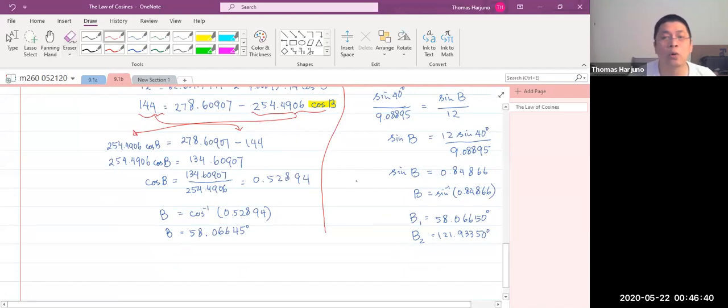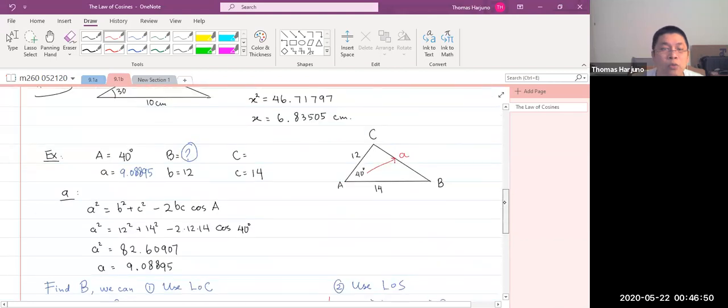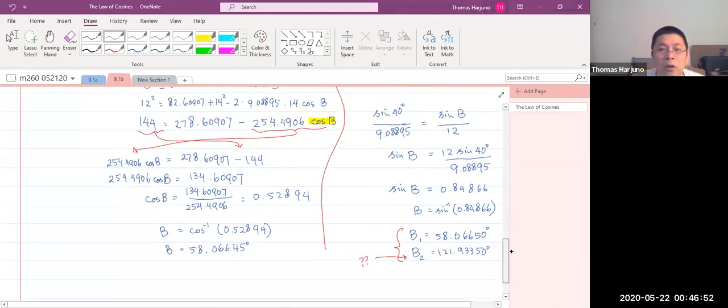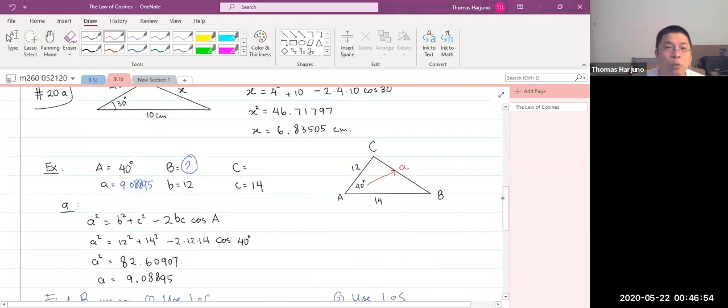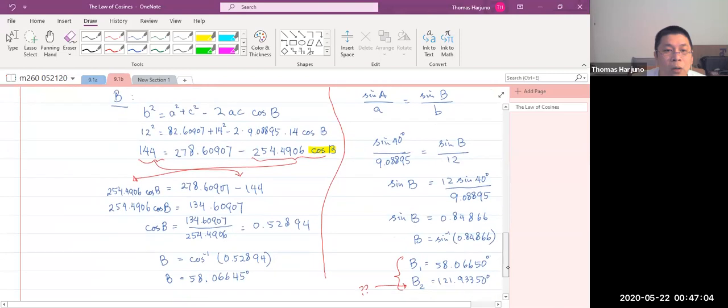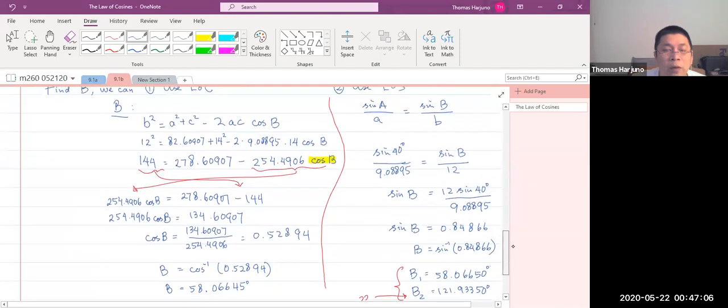Now, how do I know that this doesn't work? Actually, I will not know. Because the angle 121, well, the angle is supposed to be 58 something, according to our law of cosine. It should be 58 point, what's that? 0.6645.